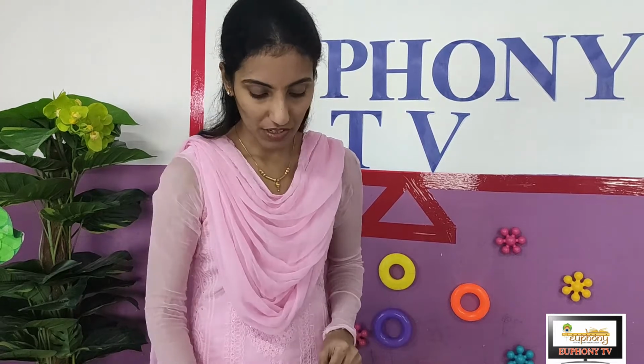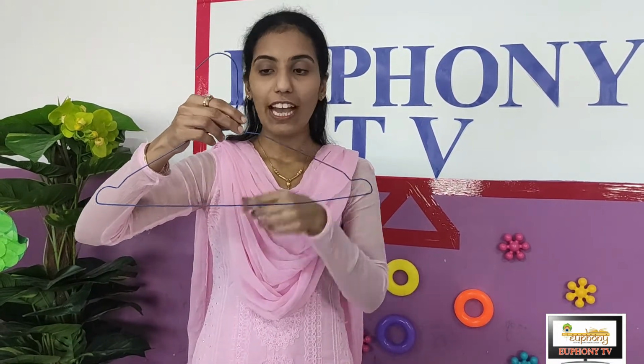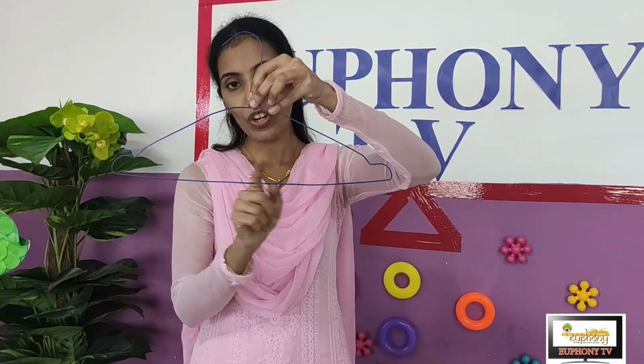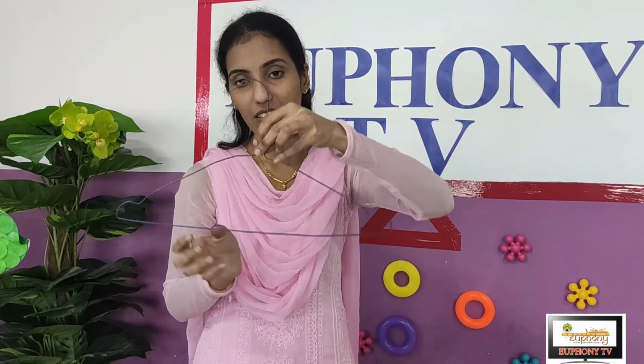T-R-I-A-N-G-L-E, triangle. Let's see some objects having triangle shape. So the first one is a sandwich. The sandwich is of a triangle shape having 3 sides. 1, 2 and 3. A yummy sandwich. Next we have a cloth hanger on which you dry your clothes. Can you see? It's having 3 sides. 1, 2, 3. Same like a triangle.